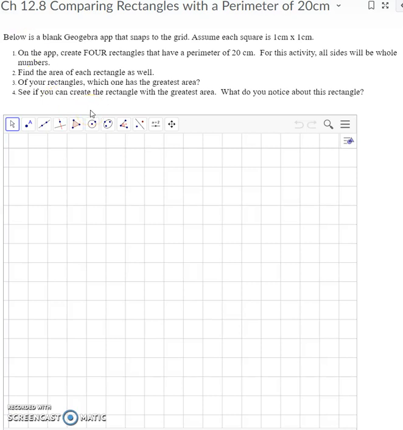Alright, so here I'm trying to create rectangles that have a perimeter of 20 centimeters. So what I know is that as I go along, I can use the polygon tool and it snaps to grid. There is 1 centimeter, so I can realize that my opposite side of a rectangle also has to be 1 centimeter. So there's 2 centimeters, and I know that the other two sides have to be exactly the same. So I've got 18 left, so each of those have to be a 9. So 1, 2, 3, 4, 5, 6, 7, 8, 9.